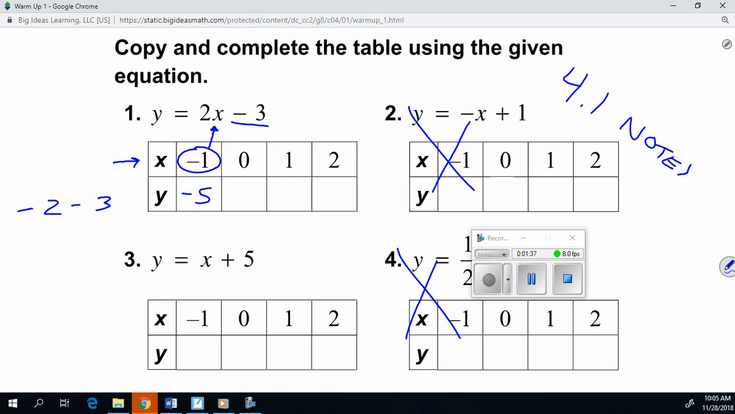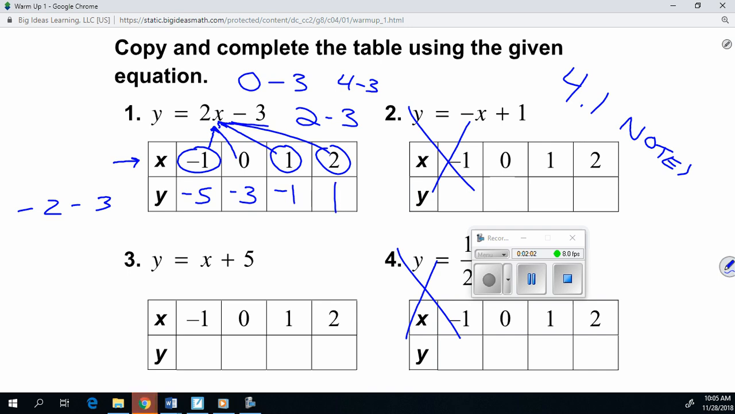What if x is 0, right? X is 0, so 0 times 2 is 0. 0 minus 3 is -3. What if x is 1? 1 times 2 is 2. 2 minus 3 is -1, right? And then what if x is 2? 2 times 2 is 4. 4 minus 3 is 1. So that's number 1. Hopefully that makes a little bit of sense to you.